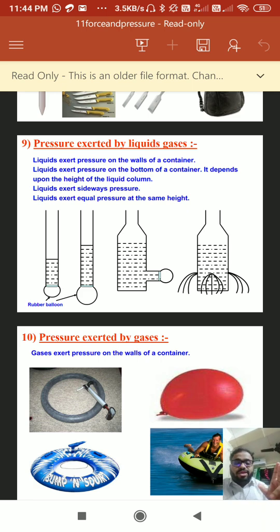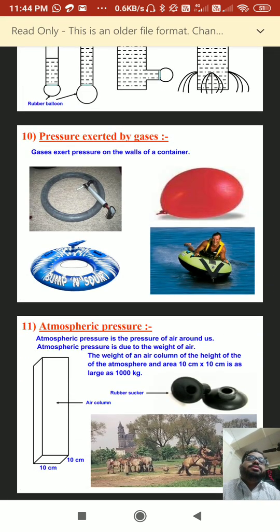So there are 2 activities, students. The first activity shows that liquids exert pressure, which you can do with the balloon. I also sent it on Google Classroom. And pressure increases with depth. For that, you can do the activity of making 3 holes at 3 different points. The lower one, the water will go to the farthest, and the top one, the water will fall to the nearest.